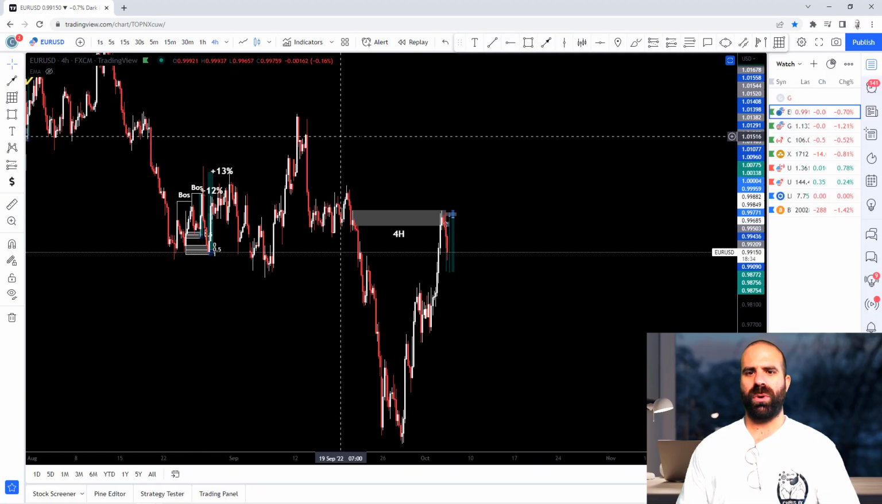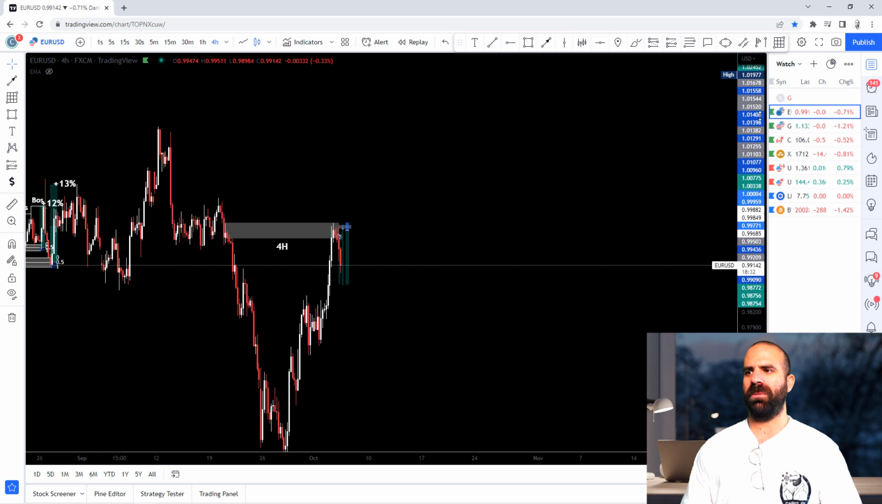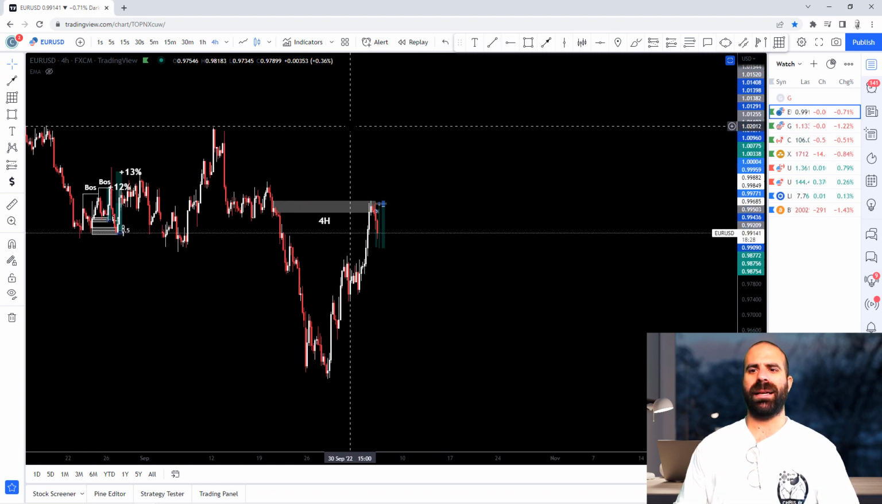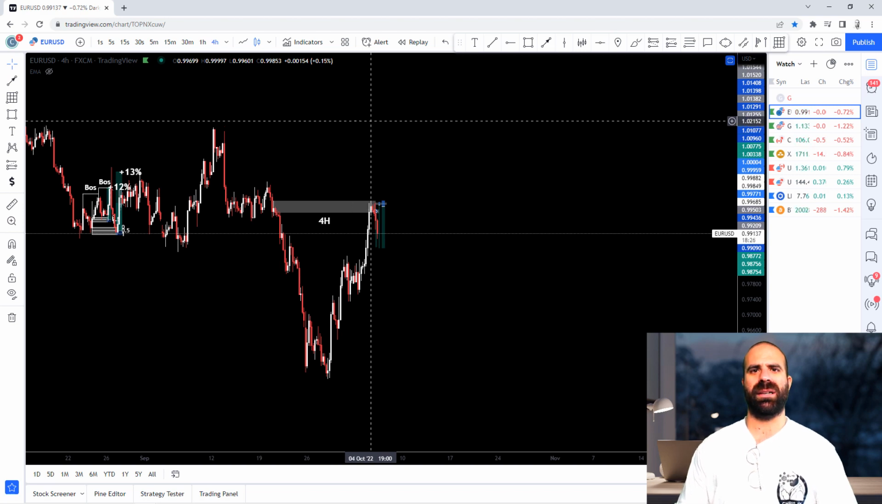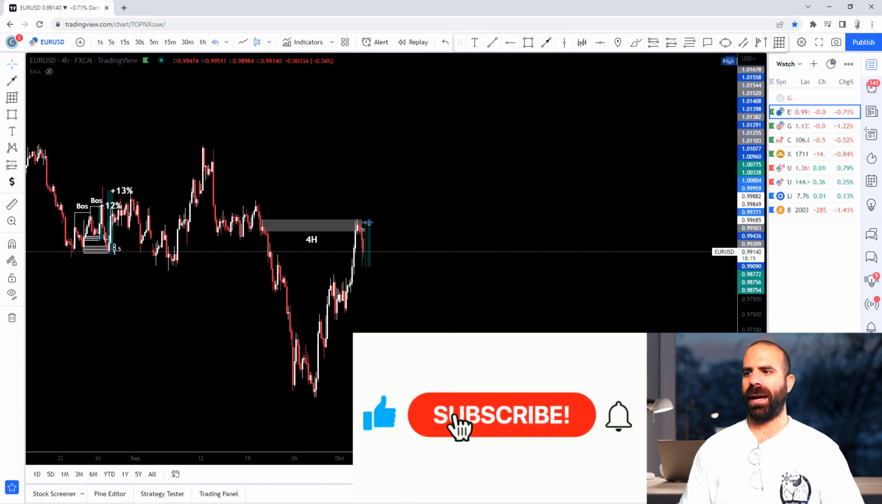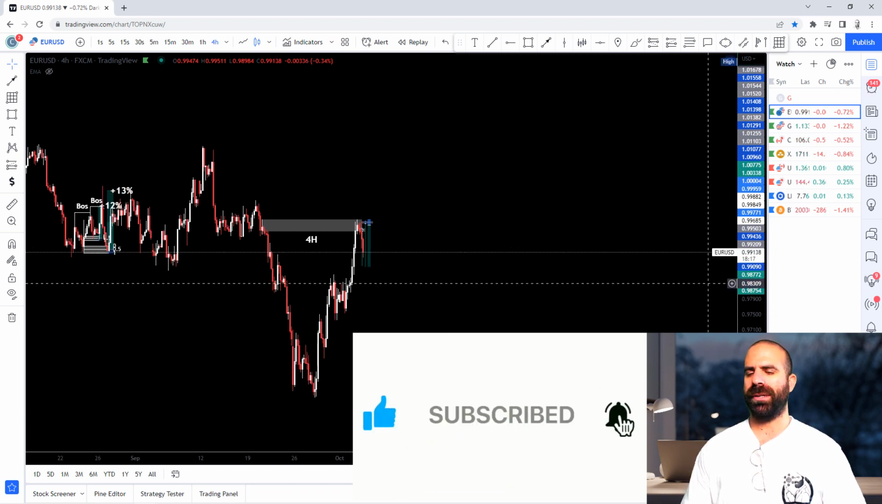And as you can see, we are here on the 4-hour time frame. I am again on Euro US dollar. For this example, it does not really matter which currency pair we are on, but I'm just using Euro US dollar. And we are on current price action. Price is running, as you can see here.